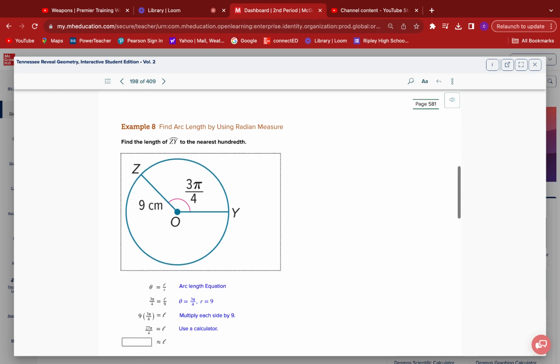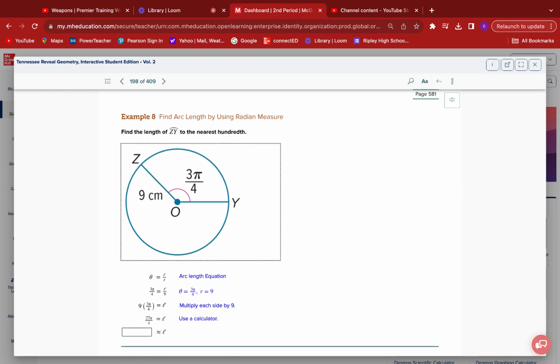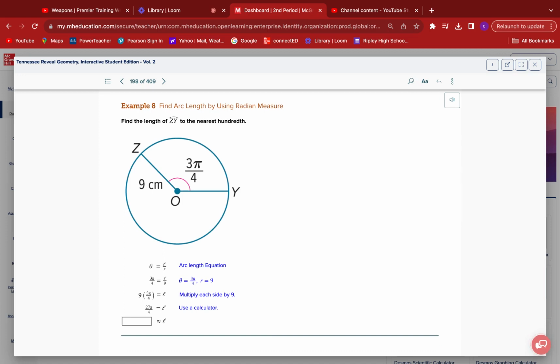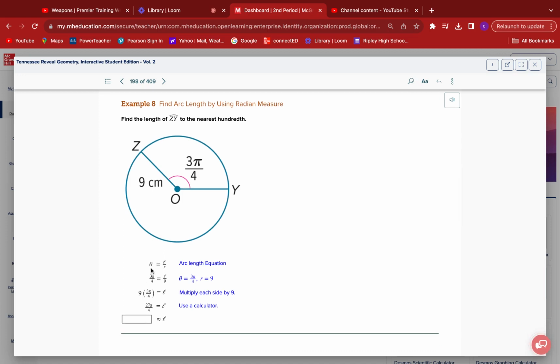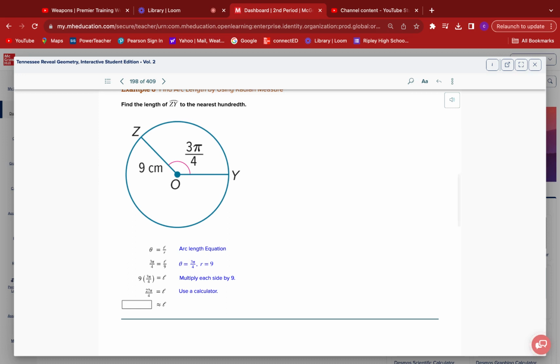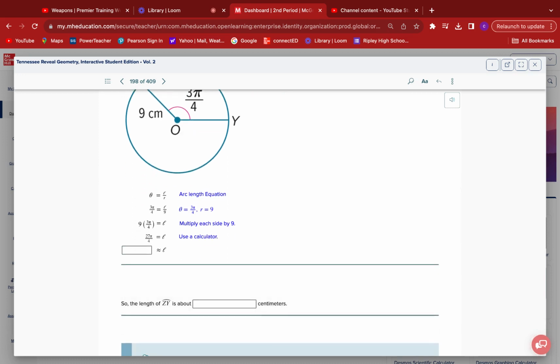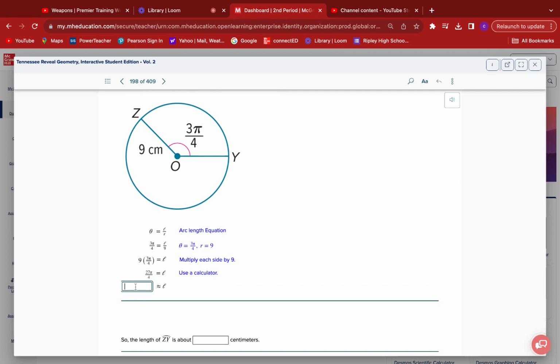But first thing I would think is what they would want to do is change radians to degrees. I'm not really sure. No, looks like they're not. They are taking the theta equals the arc length over the radius. So they're taking the 3 pi over 4, saying equal to the arc length over the 9, which is the radius, and multiplying by 9 on each side. Okay. So I don't know that I would have done it this way, but I like it. It's a shortcut. That's perfect.